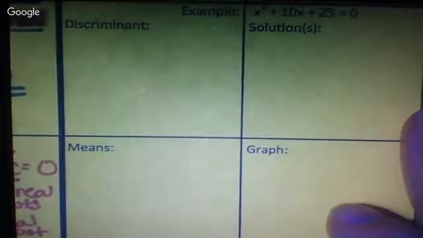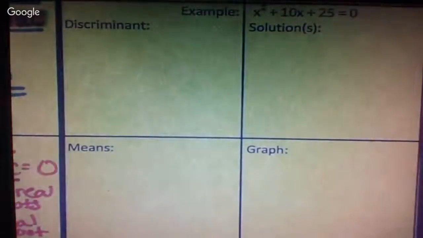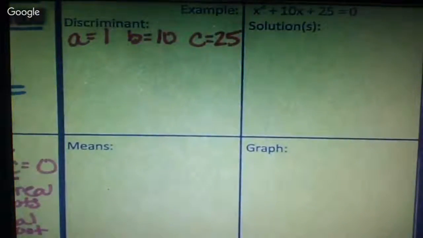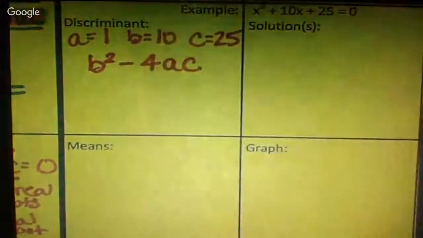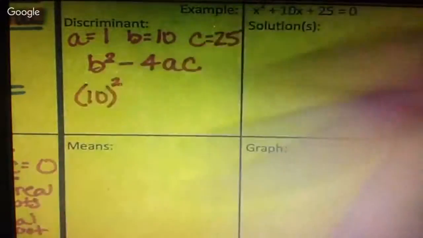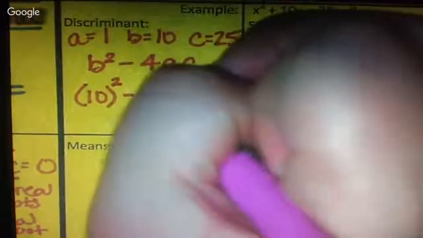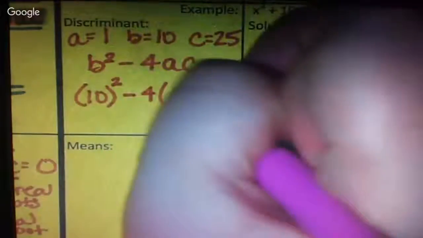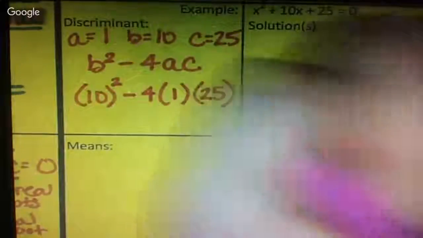Okay, top left. Again, the first thing you need to do, is my equation equal to 0? Yes. What is my A value? What is my B value? What is my C value? 25. Okay. Again, we plug it into my discriminant, which is B squared minus 4AC. So I plug in 10 for B and square it. Minus 4. I plug in 1 for A. And I plug in 25 for C.